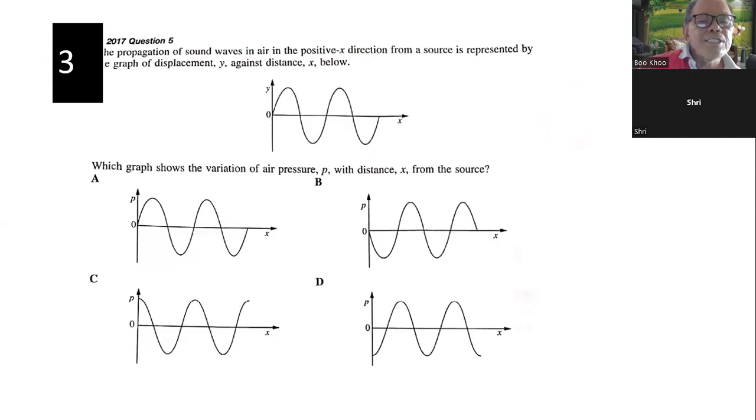The propagation of sound wave in air in the positive x direction from the source is represented by the graph y against x below. Okay, that's a wave. Which graph shows the variation of air pressure with distance from the source? Okay, what is the answer?